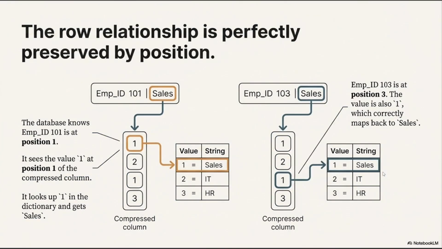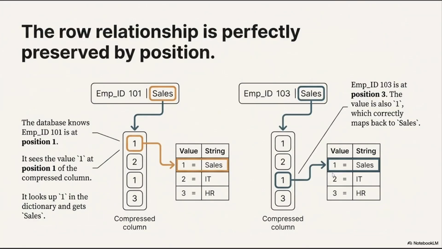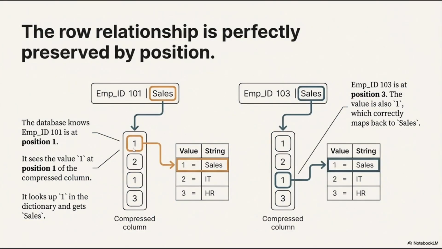Secondly, the row relationship is perfectly preserved. Whenever the system knows that employee 101 belongs to position 1, the position which we calculated in this slide, and it wants to select the department, it will check the compressed column. The compressed column is the new column which was calculated by the system based on this dictionary. It will go to the dictionary and fetch the corresponding value with respect to the key it found in the compressed column. It will get sales. Similarly, it will go to 103, find 1 there, go to the dictionary again, and again get sales, the value corresponding to 1 in the compressed column.